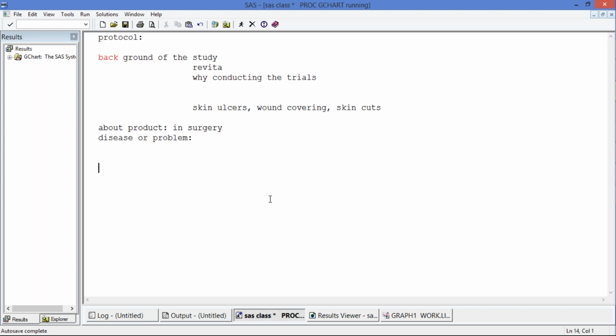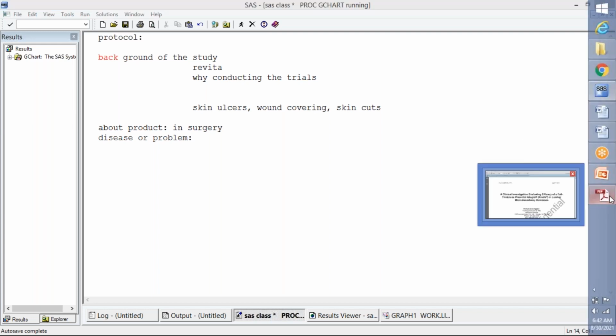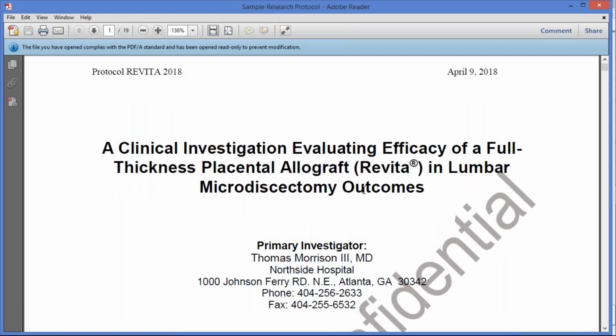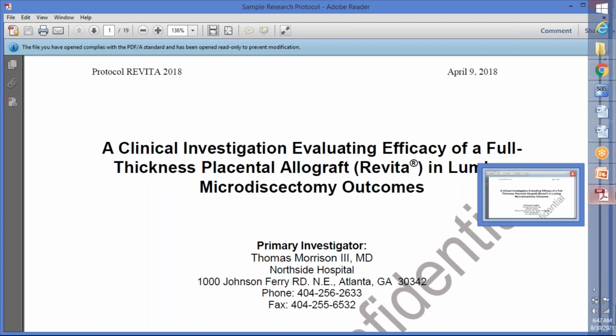Clear, right? Any protocol, not only this protocol. So this is a protocol we are taking as an example. No need to know all this terminology, like placental allograft, or disc related, lumbar related. No need to know all this terminology, but whenever you see a protocol, you need to go through all these details.